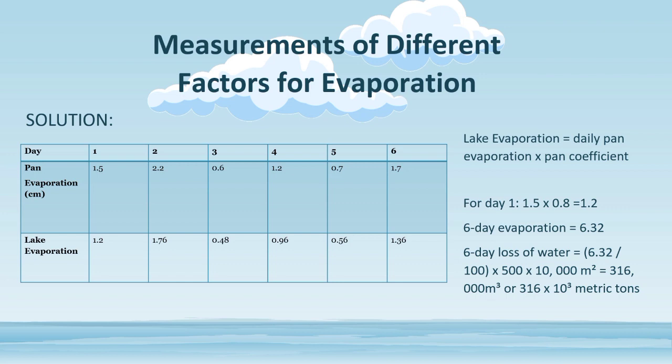So, 6-day loss of water which is equals to 6.32 divided by 100 para po maging meters ang unit niya times 500 kasi po yun ang hectares and times 10,000 meters squared is para po magkaroon po ng sa metric tons which has a total of 316,000 cubic meter or 316 times 10 raised to 3 metric tons.